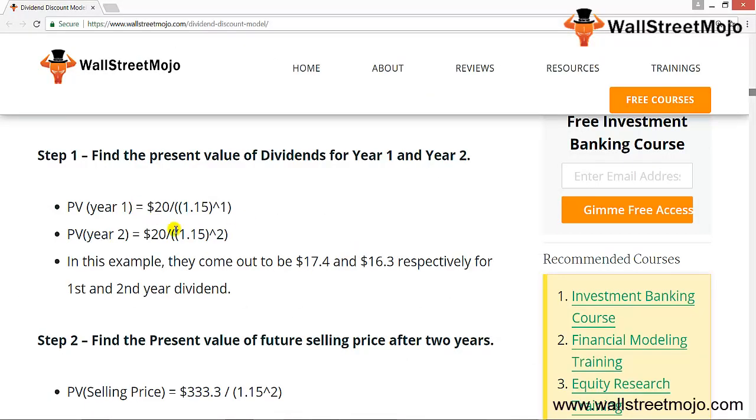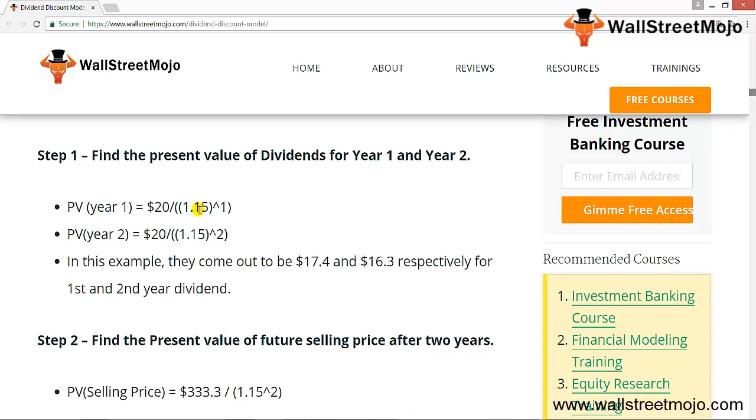As you can see, step 1: 20 divided by 1.15 raised to 1, because that's year 1. Second is the present value for year 2: 20 divided by 1.15 raised to 2. So in this example, they come out to be close enough to 17.4 and 16.3. Step 2 is to find the present value of the future selling price. That's what we have learned. So 333.3 is your price, divided by 1 plus k, that is your WACC, raised to 2, because at the end of the second year you're going to sell it off, so you are going to receive the price.